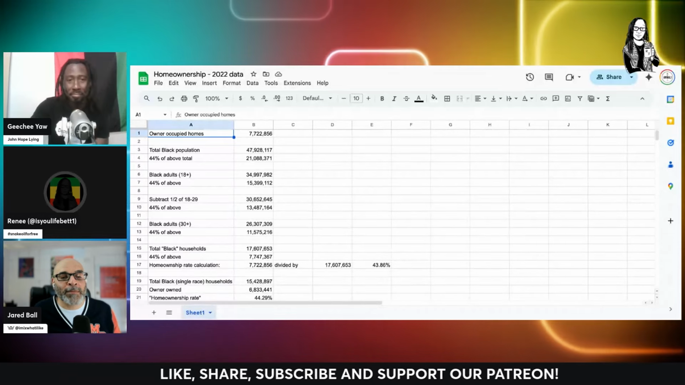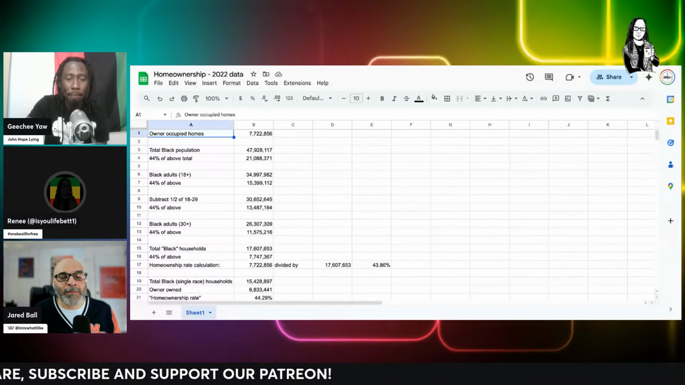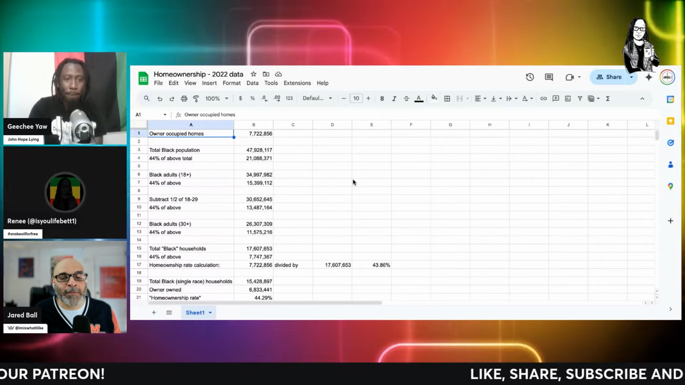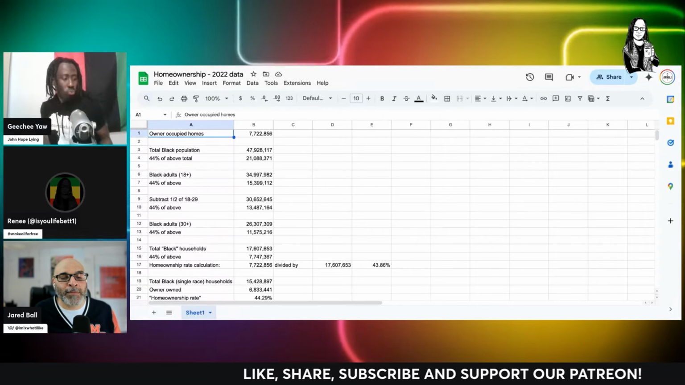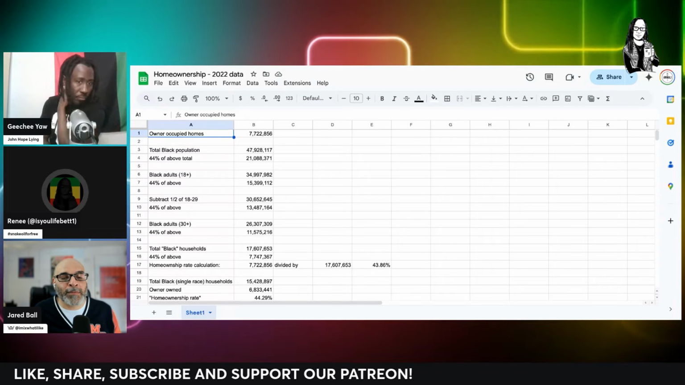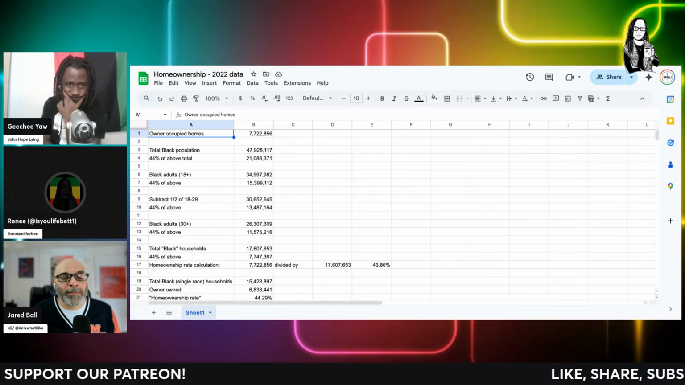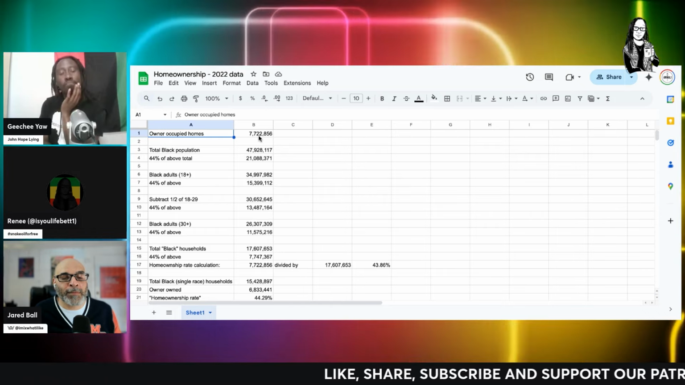So at the top, that is the baseline number that they give you of owner occupied homes for Black people. That's 722,856. That is your numerator. So with everything that you're doing, that is the number that is on the top of the fraction that you are going to divide by the actual population, right?